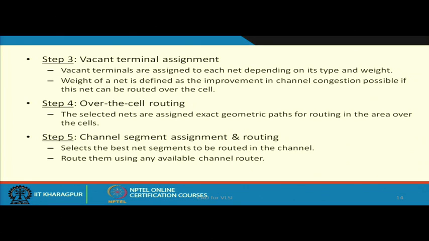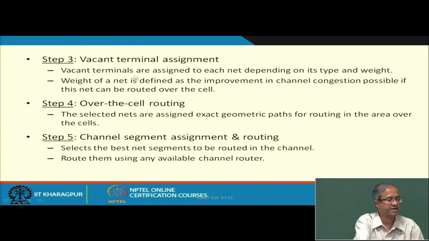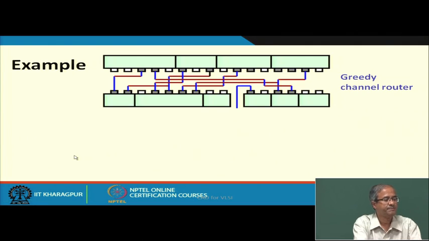So, after you do this, step 4 says now you are doing the over the cell routing. After you have identified the vacant terminals, and in the last step you select which net segments can be routed in the channel and which net segments can be routed over the cell. Once you take this decision, then you have an idea which one will move within the channel and which one will be moving outside the channel. So, let us take an example to illustrate.